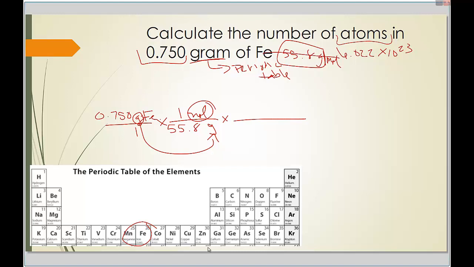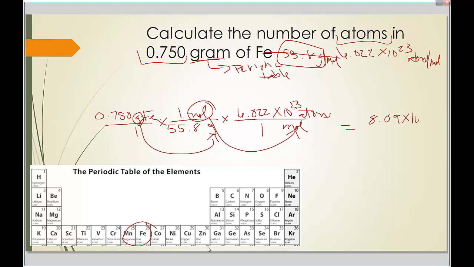Now I'm going to use Avogadro's number for atoms per mole. 1 goes with mole. That is equal to 6.022 times 10 to the 23rd atoms. So 0.75 divided by 55.8 times 6.022 times 10 to the 23rd. That comes out to be 8.09 times 10 to the 21 atoms.